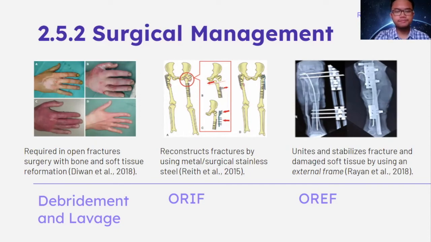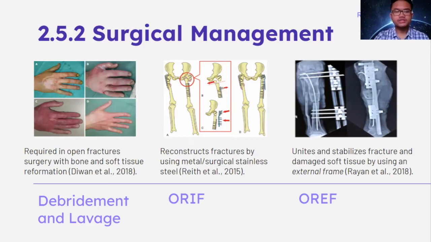Number 2 is open reduction internal fixation, or ORIF. Open reduction internal fixation is a surgical procedure that reconstructs fractures by using metal, such as pins, rods, and screws. Indications for ORIF include unstable and displaced fractures, delayed union fracture, pathological fracture, etc. Contraindications to ORIF include severe neurovascular inadequacy, open fractures with soft tissue destruction, and high gross contamination.